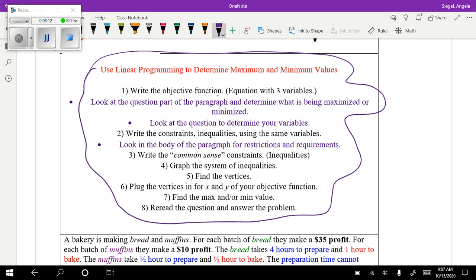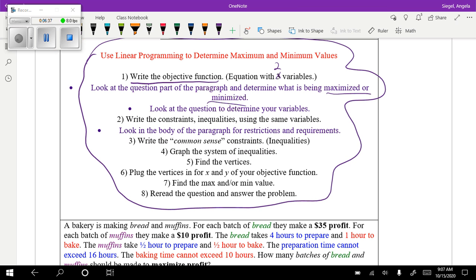So we are going to find the objective function. We're going to have a word problem, and in this case, it may be 3 variables or possibly 2 variables as well. Look at the question and part of the paragraph and determine what is being maximized or minimized. A lot of times it'll say just find the maximum value or find the minimum value. Look at the question, determine your variables. So think word problems, there's nothing different.